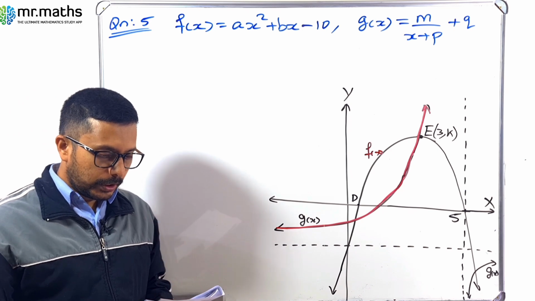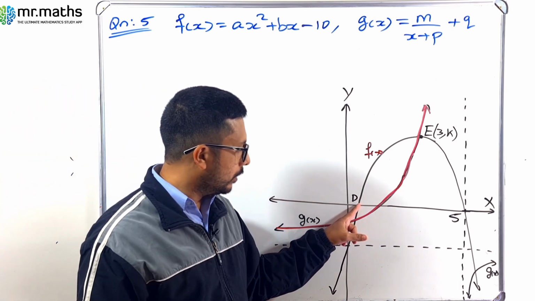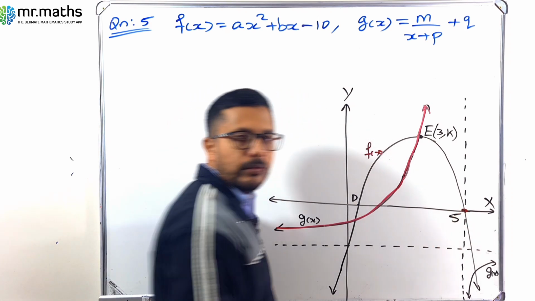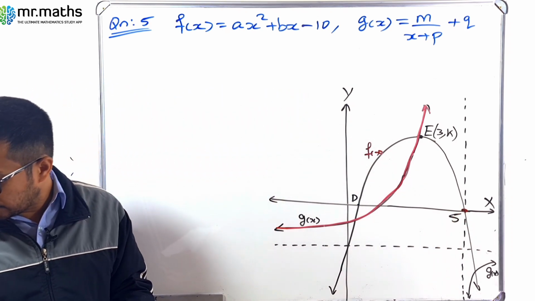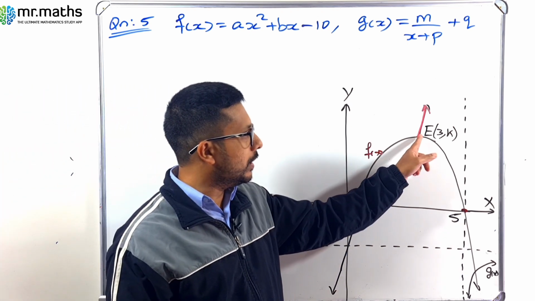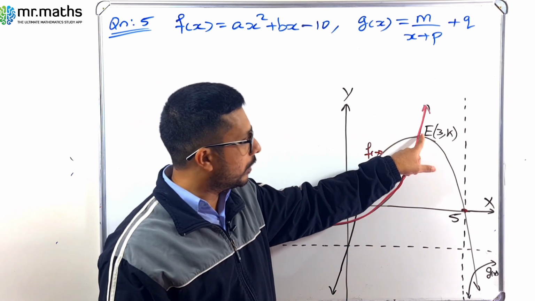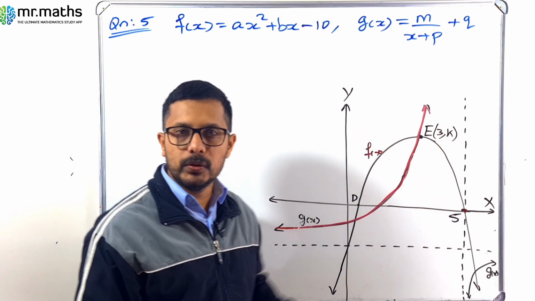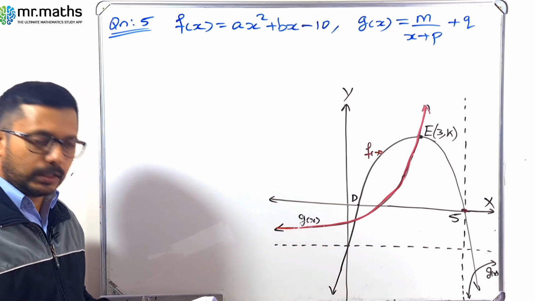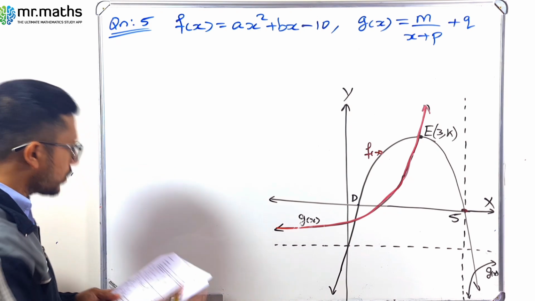Now based on this you have to answer the remaining questions. This point D is an x-intercept, and for the other x-intercept the x value is directly given as 5. And this point E is the turning point of that parabola, and the x value at the turning point is 3 and the y value is k. So these are the given things, and you have to find the answers of the remaining questions based on this information. What is the first question?